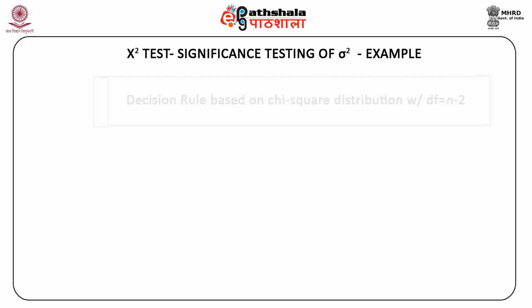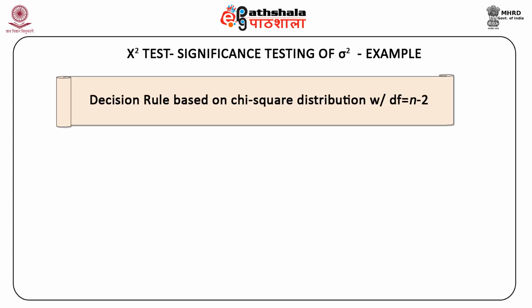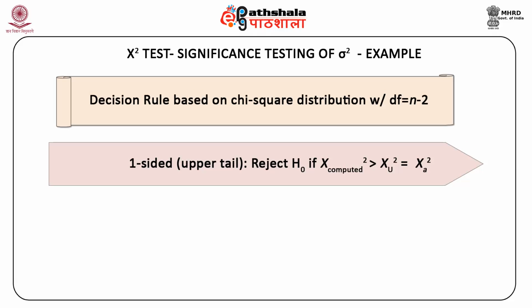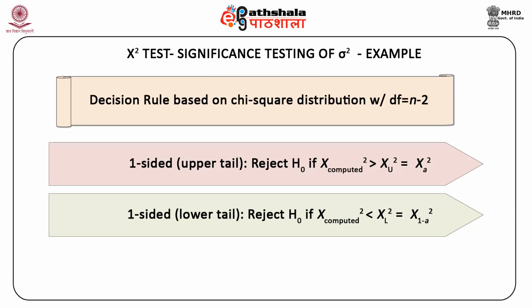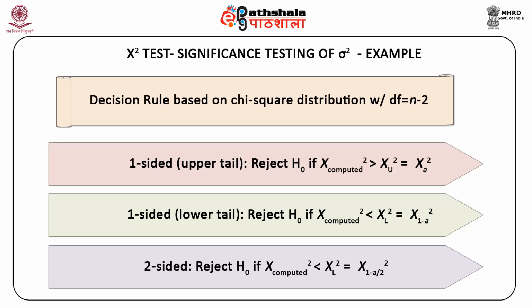Moving further to the decision rules based on the chi-square distribution with degrees of freedom equal to n minus 2. One side, upper tail: reject H0 if computed chi-squared is greater than chi-squared U, which is equal to chi-squared alpha. One-sided, lower tail: reject H0 if computed chi-squared is less than chi-squared L, which is equal to chi-squared 1 minus alpha. Two-sided: reject H0 if computed chi-squared is less than chi-squared L, which is equal to chi-squared 1 minus alpha by 2. Conclude that sigma 0 squared is greater than sigma squared.